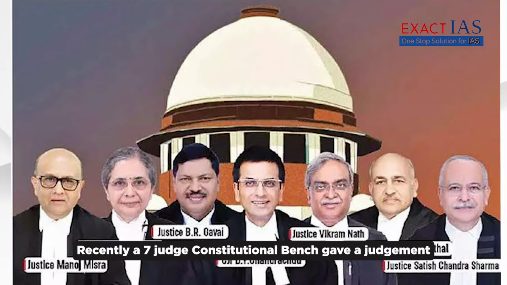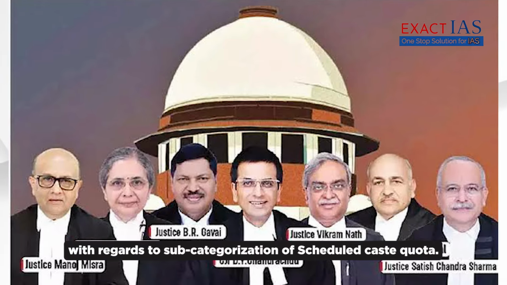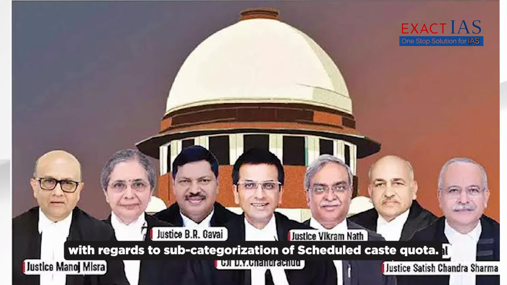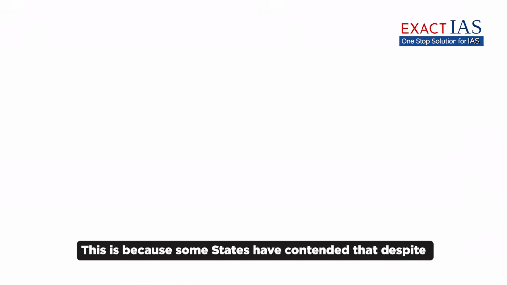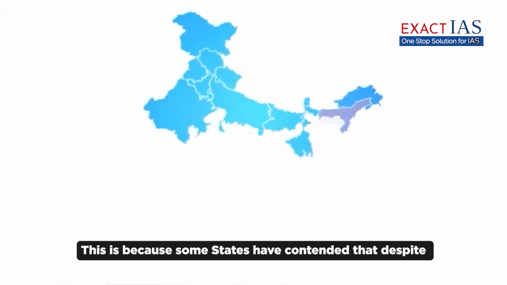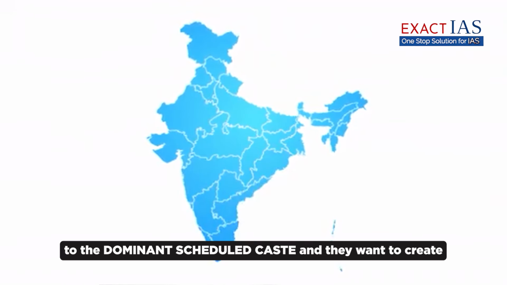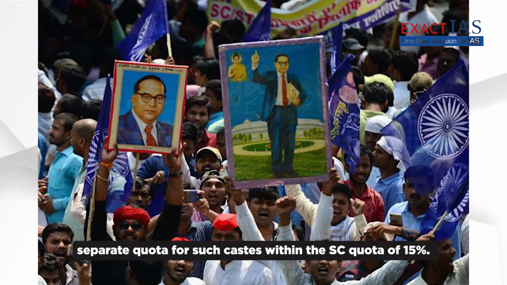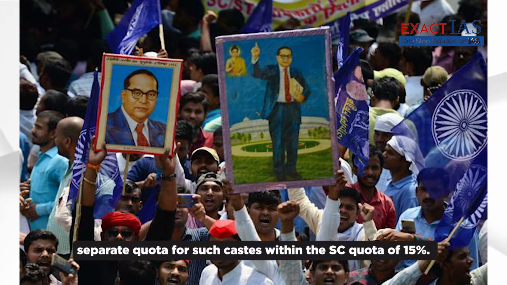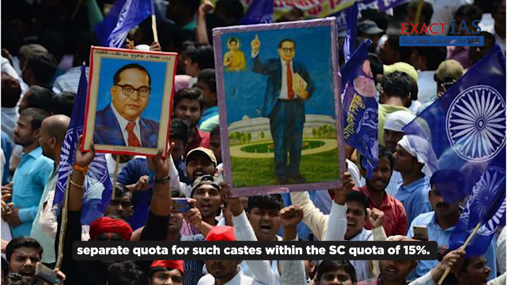Recently, a 7-judge constitutional bench gave a judgment with regards to subcategorization of scheduled caste quota. This is because some states have contended that despite reservations, some castes have been underrepresented compared to the dominant scheduled caste, and they want to create separate quota for such castes within the scheduled caste quota of 15%.